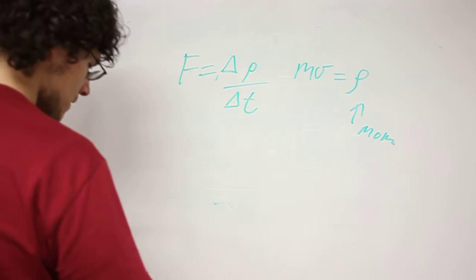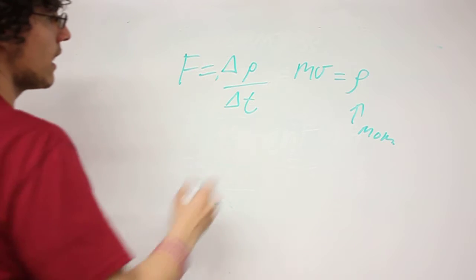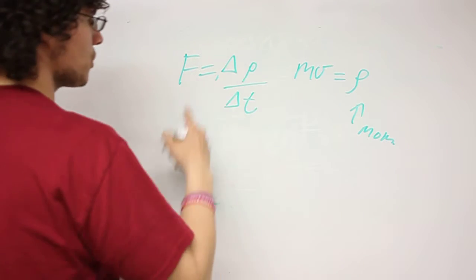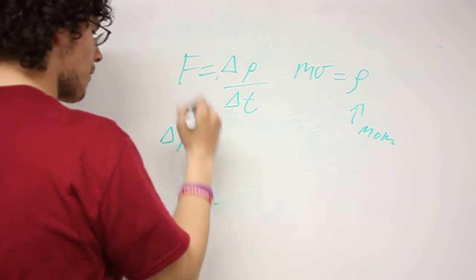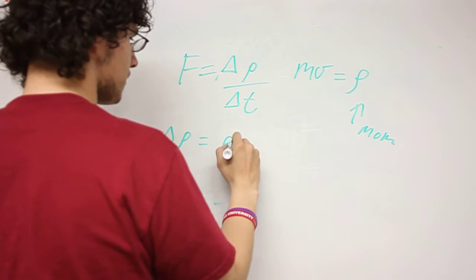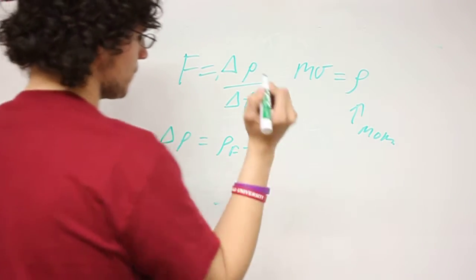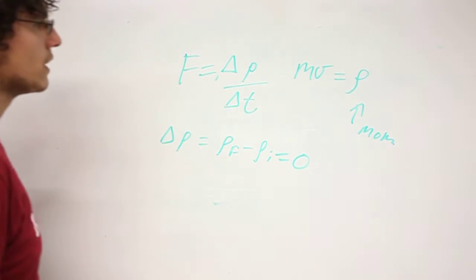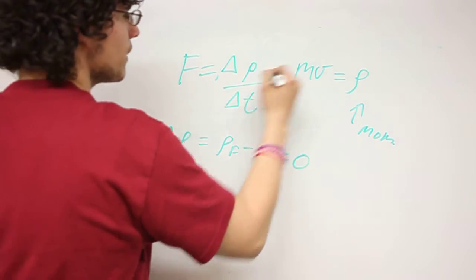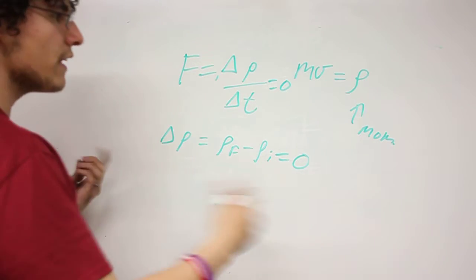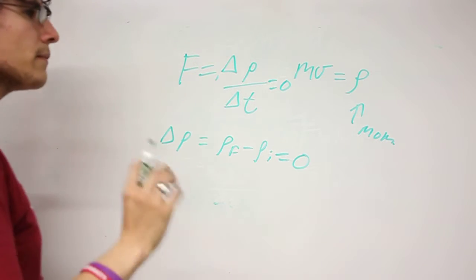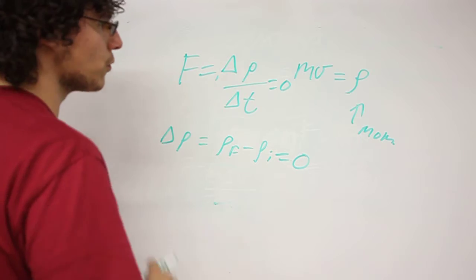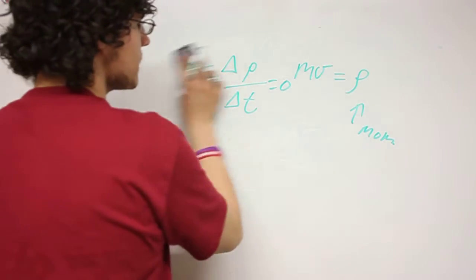Now, conservation of momentum means that this does not change. In other words, your change in momentum equals your momentum final minus your momentum initial. Conservation means that this equals 0. So if this equals 0, therefore all net forces equal 0. That does not mean that there are no forces involved. This just means that the net force is 0.